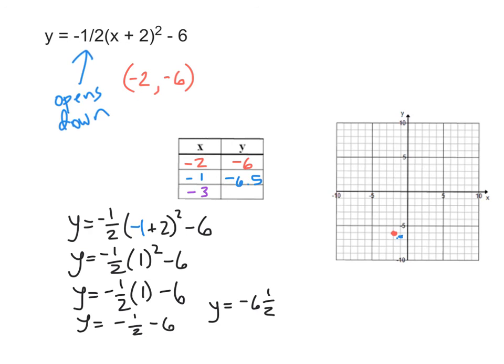Okay. And now if we did the same thing with -3, so instead of putting a -1 here, we can put a -3, and I'll walk through the work there. So -3 plus 2 is -1, and then -1 squared is -1 times -1, which is still 1. And now the rest of this work is exactly the same. -1/2 times 1 is -1/2, minus 6. So again, we get -6.5. And if we go to (-3, -6.5), that is going to be right here. And then we can graph our parabola, which will open from the vertex down through that point and through that point there. And there's our parabola.